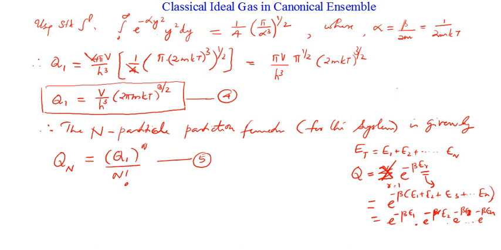What is e raised to minus beta E1? That is the partition function for the first particle. E2 is the energy of the second particle, so that is the partition function for the second particle. What is e raised to minus beta E3? That is the partition function for the third particle, Q3, and likewise up to Qn. But don't you know that all the particles are alike? All particles are identical, so Q1, Q2, Q3 are all the same.